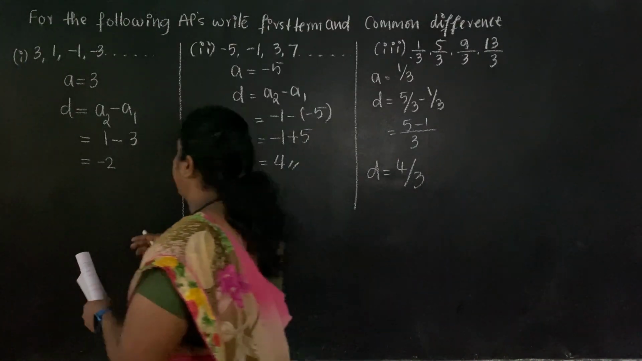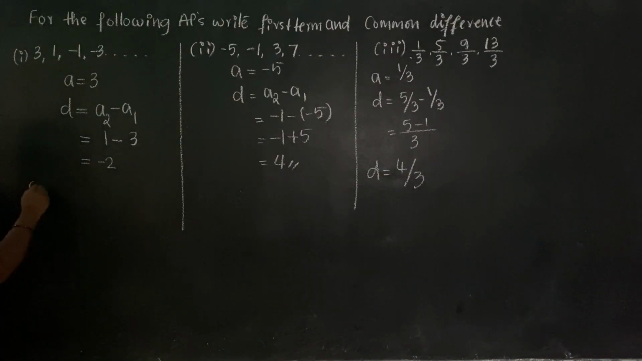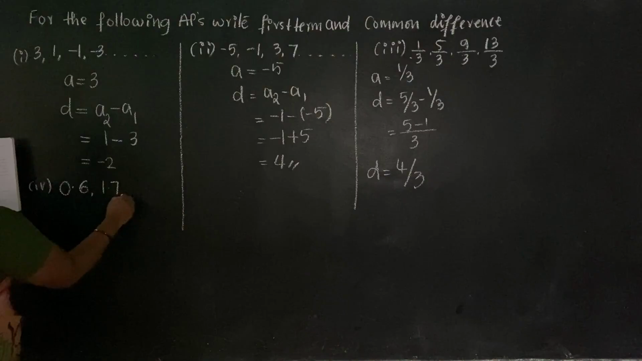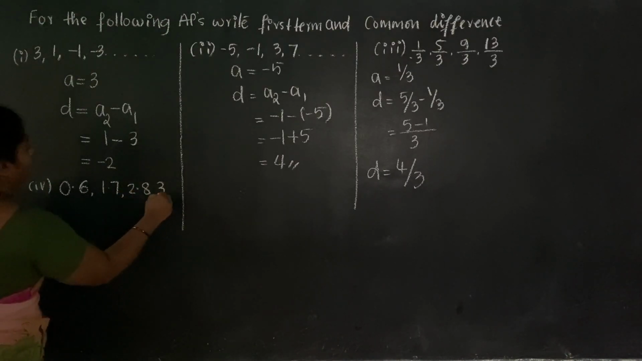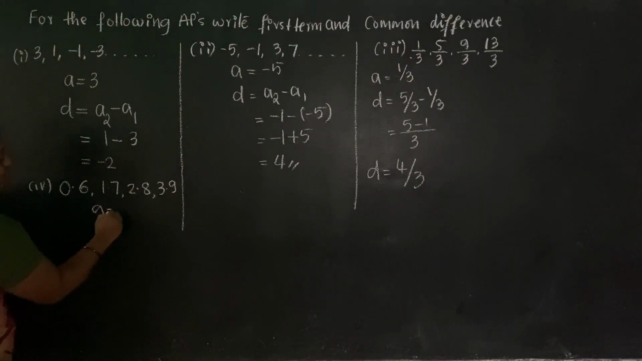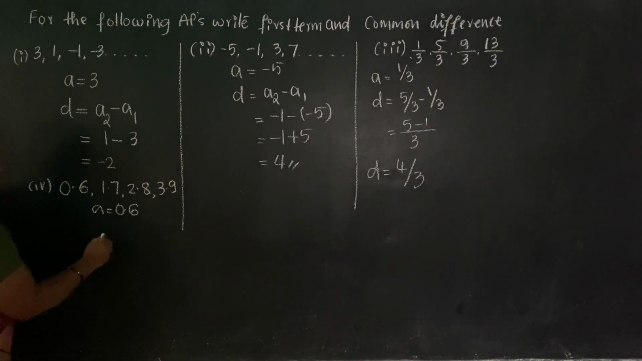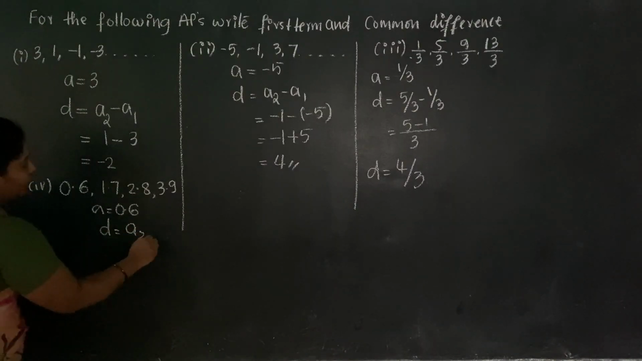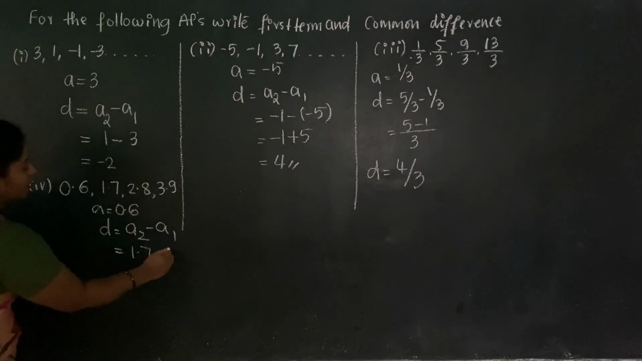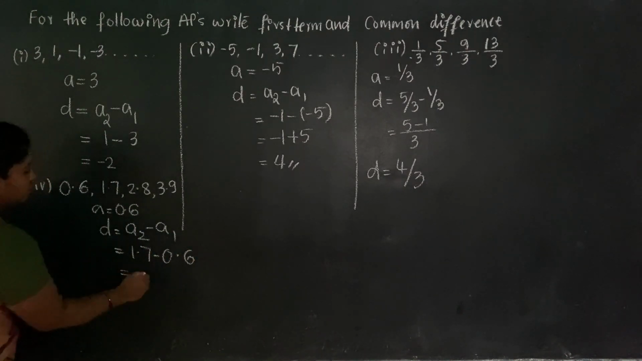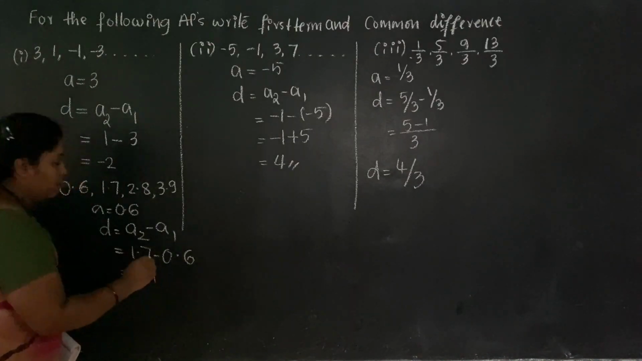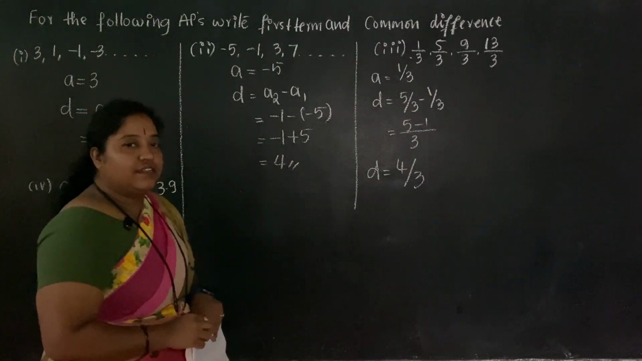One more question is there. Fourth question, we have 0.6, 1.7, 2.8, 3.9. By looking at it you can say the A value I can write here is 0.6. And what is the D value I can calculate? A2 minus A1. A2 is 1.7, A1 is 0.6. If you subtract 0.6 from 1.7, what are you going to get? 1.1. So simple. These questions are a little simple, dears.